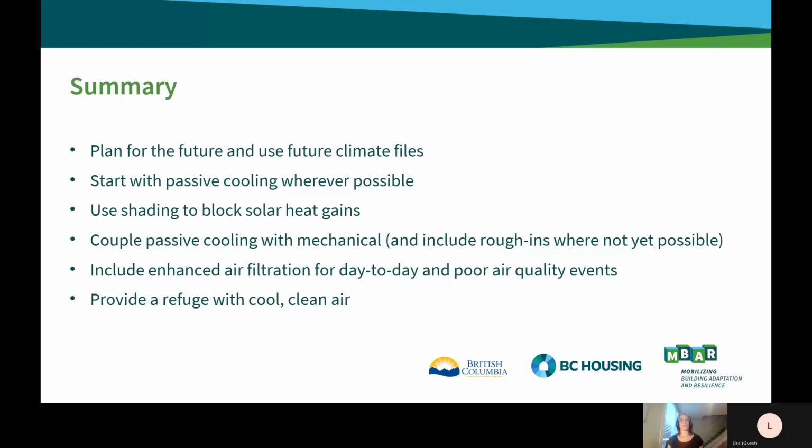Including enhanced air filtration for both day-to-day and for those extremely poor air quality events is important to keep the safety and health of your occupants throughout the life of the building. And again, if you're not able to look at these strategies on a unit-by-unit scale, providing a refuge with cool, clean air is a great strategy to consider as well.